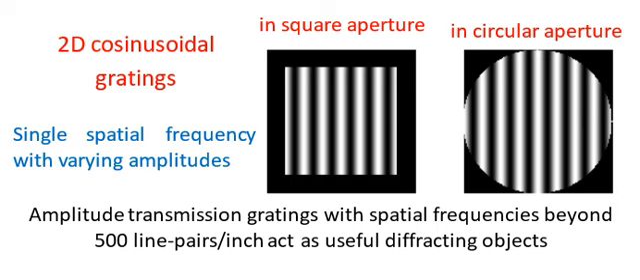Of course, you know that if we have a cosinusoidal signal, it will have a single frequency, but the amplitude will vary, and in this case the amplitude varies from 0 to +2. And on the lower side, amplitude transmission gratings with the spatial frequency beyond 500 line pairs per inch act as a useful diffraction grating. So these gratings can be used as input objects for our optical systems, and if we have a grating with more than 500 line pairs per inch, that grating will be very useful in order to demonstrate the diffraction effects and in order to analyze such systems.